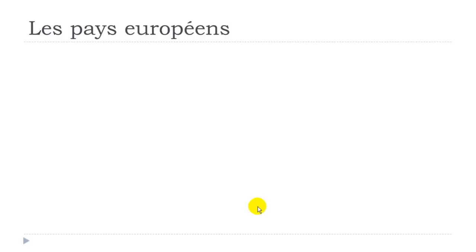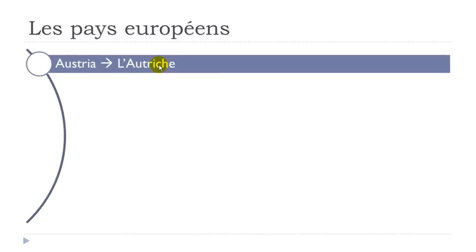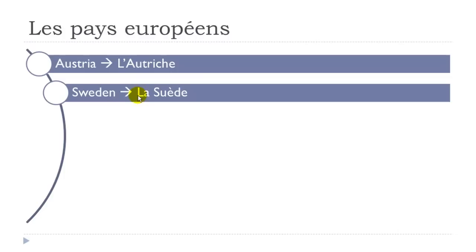L'Autriche. Okay, remember, sh, sh here. L'Autriche. Okay? La Suède. D, d. La Suède. Remember, accent grave, it's really open. Suède. La Suède.